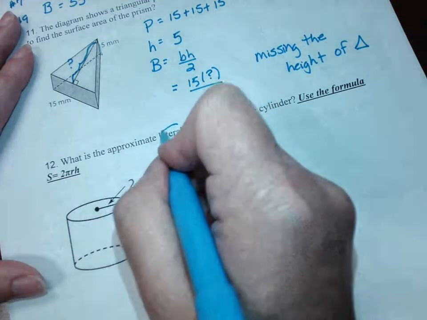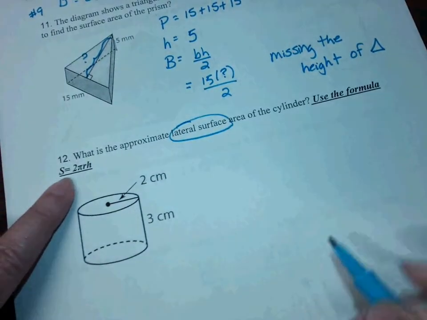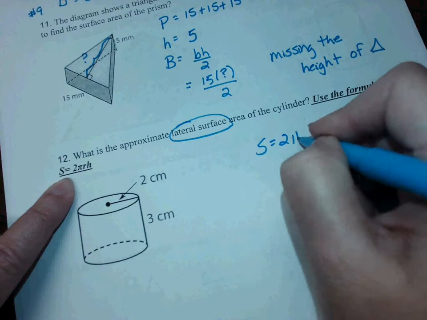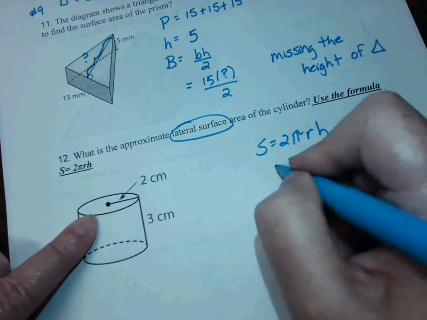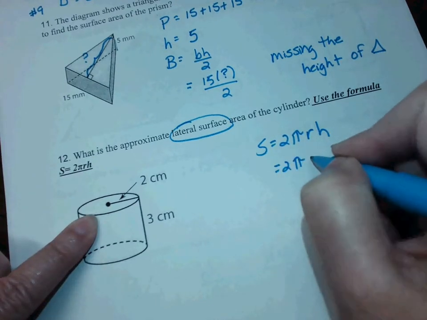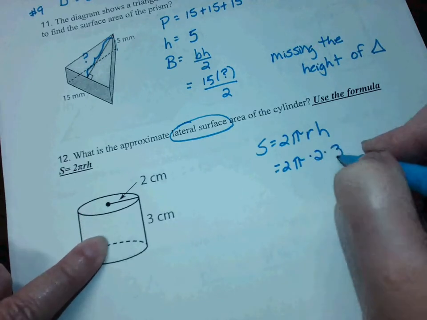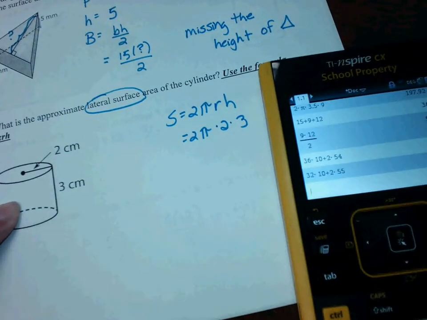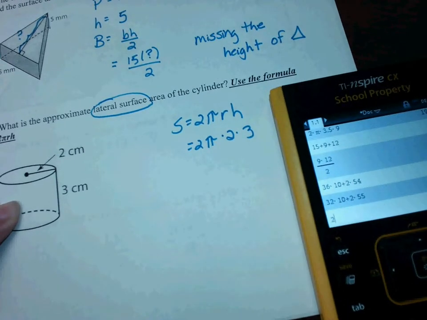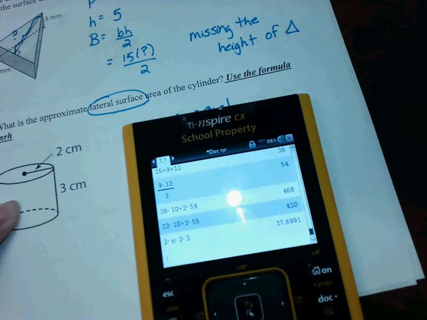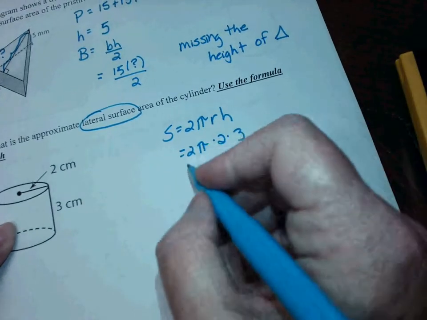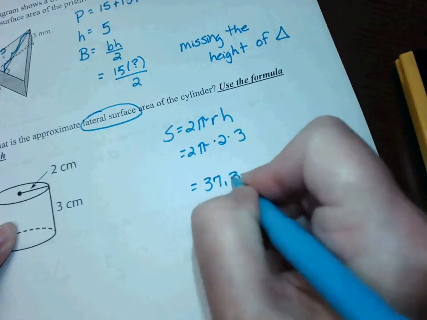All right, lateral surface area. I even gave you the formula. 2 times pi times r times h. So fill it in. 2 times pi times 2 times 3. You get 37.7. And that's centimeters squared.